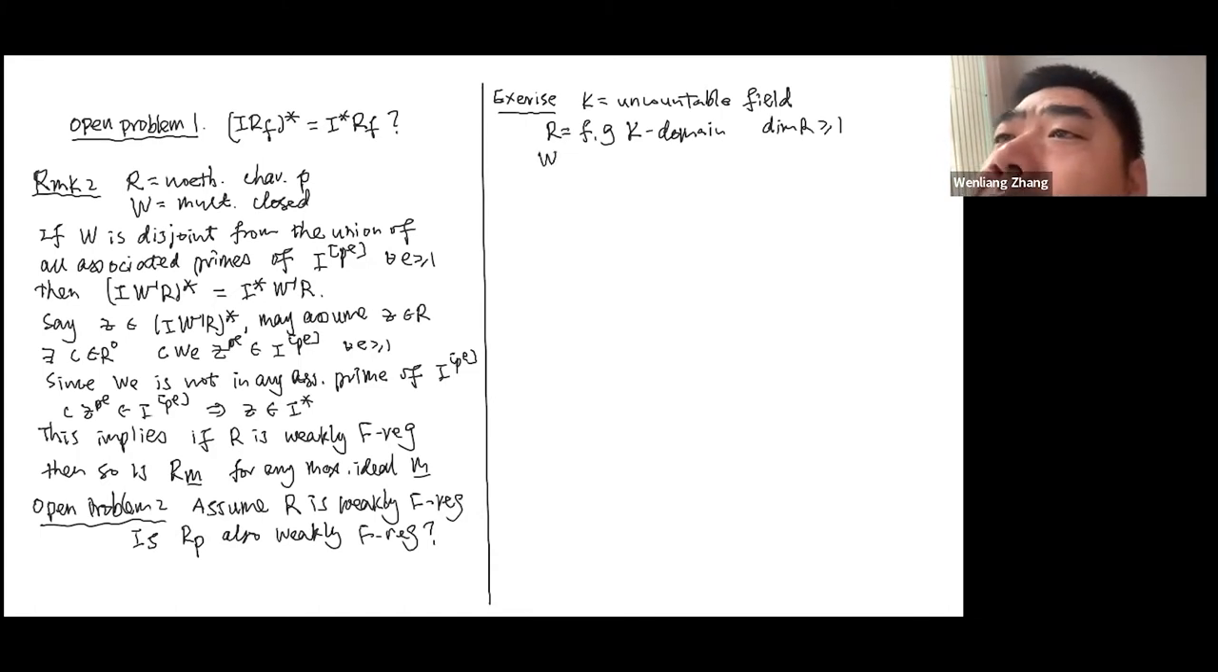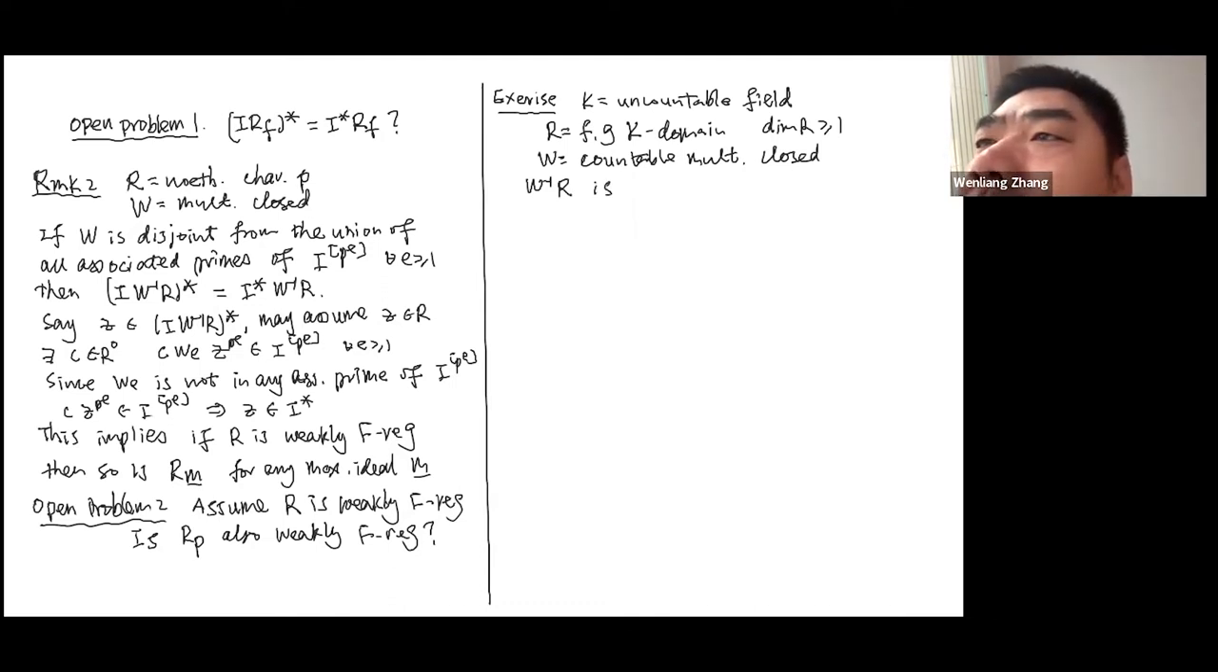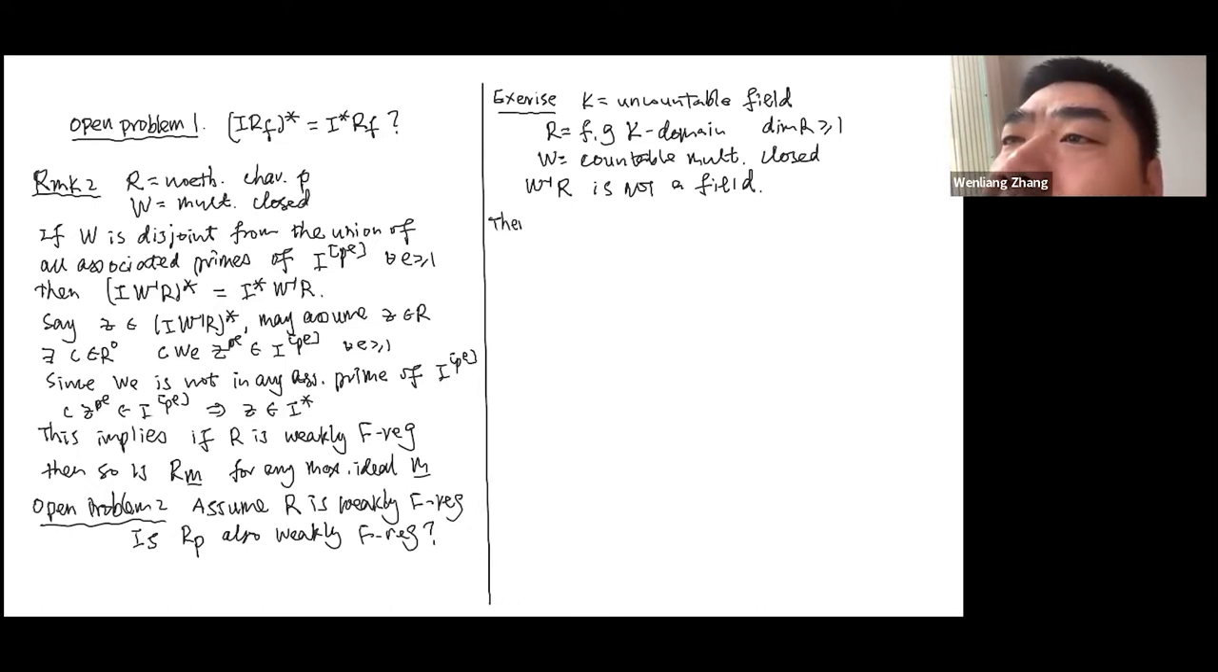So W is a countable multiplicative closed subset of R. Then the conclusion is, if I localize R at W, this cannot be a field. Okay. So that would be the exercise for you. So now let me mention the theorem. I believe in Quick's book, this was attributed to Murty, okay?